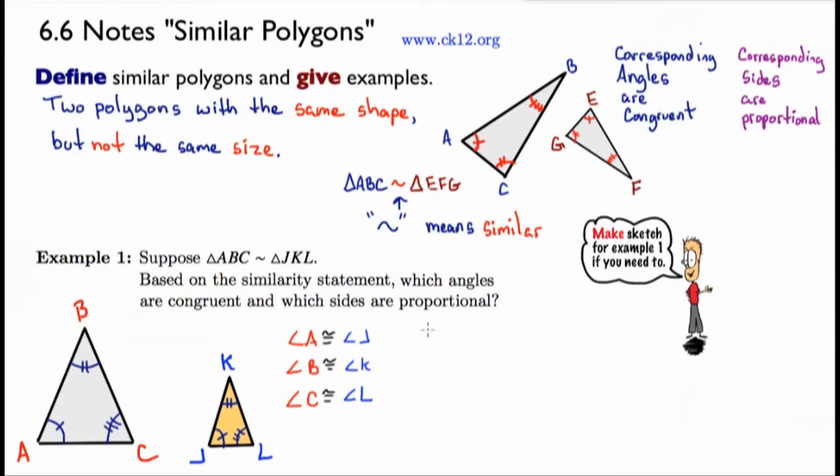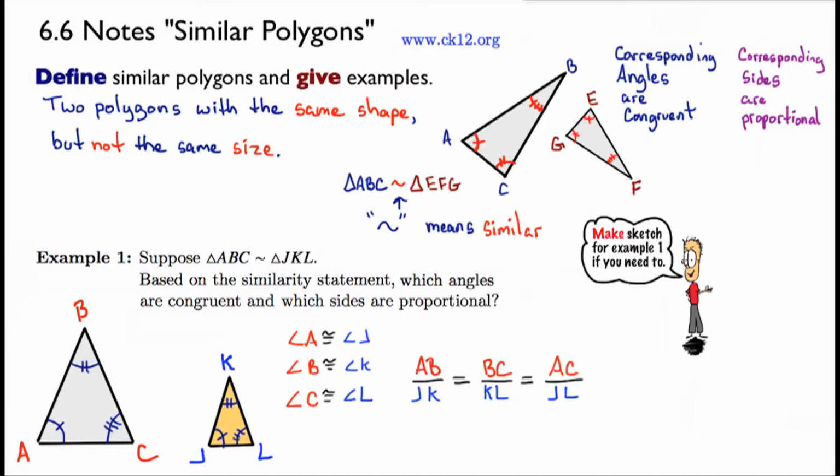And now we're going to write a proportional statement. So AB corresponds to JK. So AB over JK equals BC corresponds to KL, so BC over KL. And AC corresponds to JL, so that equals AC over JL. So there is our proportional statement.